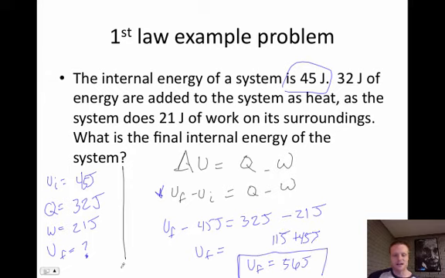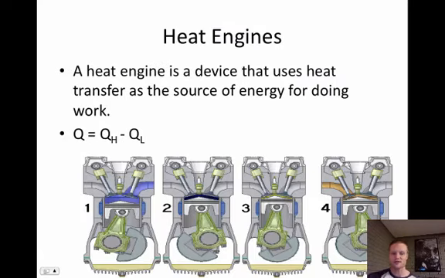And so basically, if you look at it like a bank account problem, I had $45 in my bank. Some generous individual decided to give me $32, and I spend 21 of it on, I don't know, new shoes. And how much do I have left in my bank account? Well, I have 56 joules left, or $56 left in my bank account. So that's an example of a first law problem. Not too bad, I don't think.